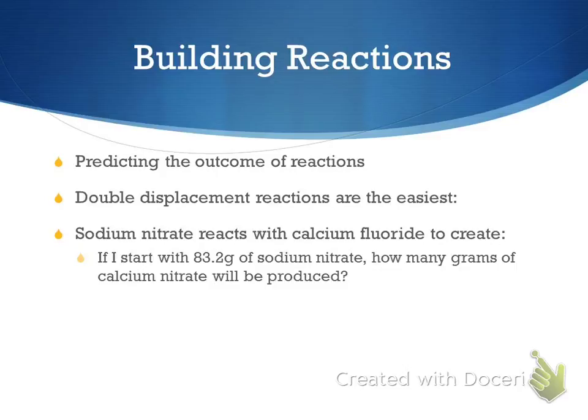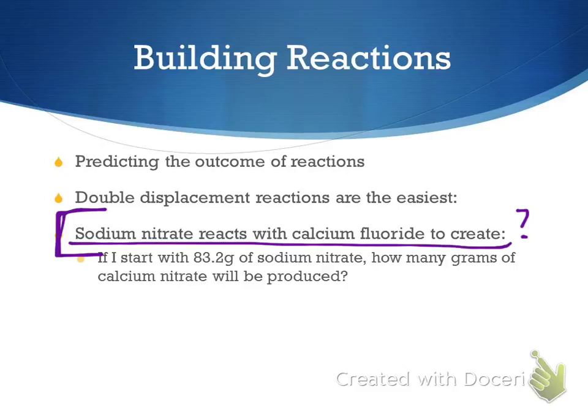So this says sodium nitrate reacts with calcium fluoride to create... What do we think? So this is where it comes to us building the reaction. Let's go ahead and start with just the reaction, and then we'll do the actual question part, the stoichiometry part that goes with it. Sodium nitrate, that's what we're going to start with. These problems take a little bit of time to get through. So the first thing we want to do is build sodium nitrate.